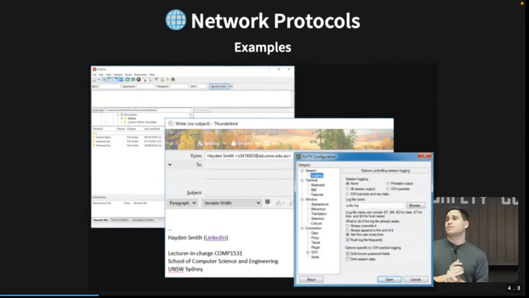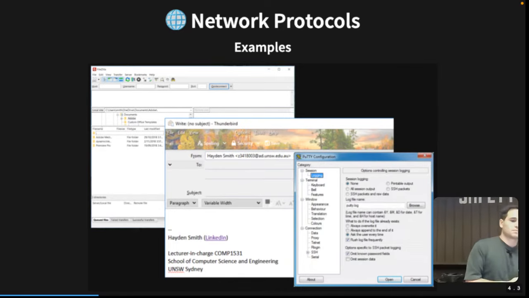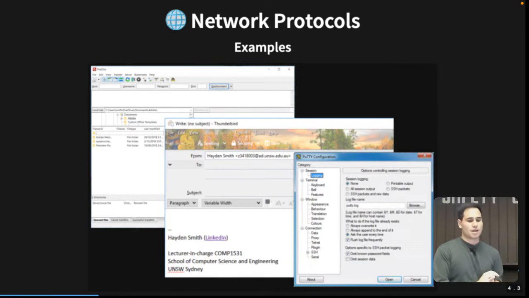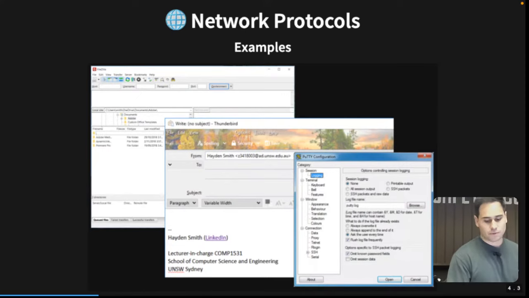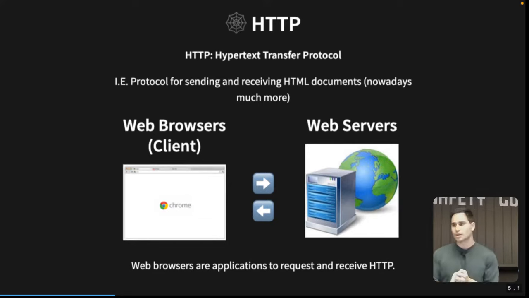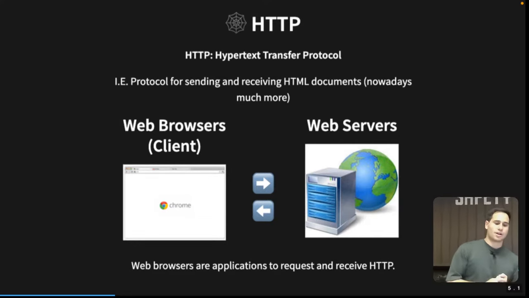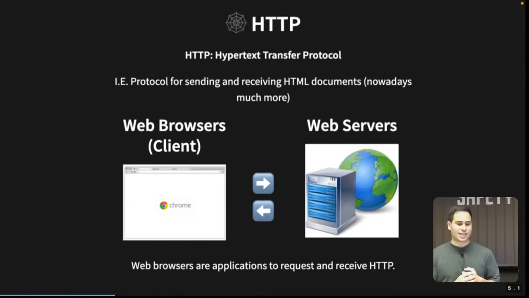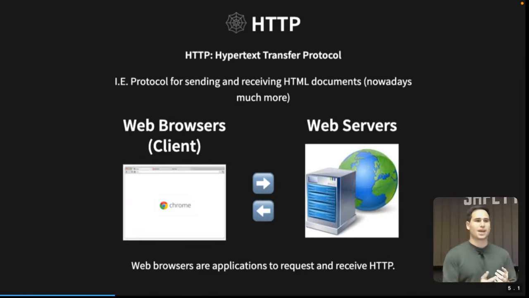Some of the protocols you've used are email. Email is a protocol. Clearly accessing the web is a protocol. Anyone used FTP? Now we're probably getting to the point where people don't even use FTP, but that's a particular protocol. So we use a lot of these day to day. You might not know what they mean. But for the sake of 1531, we're focused on the Hypertext Transfer Protocol, or HTTP.